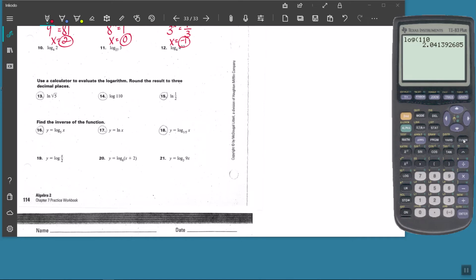And then on that last one, we have another natural logarithm. So again, the base would be e on this. 1 divided by 2. And you'll get negative 0.693.